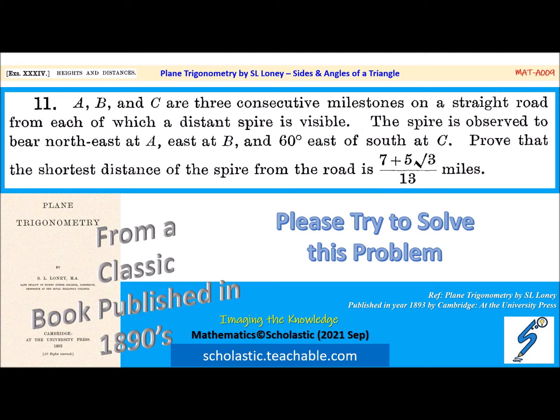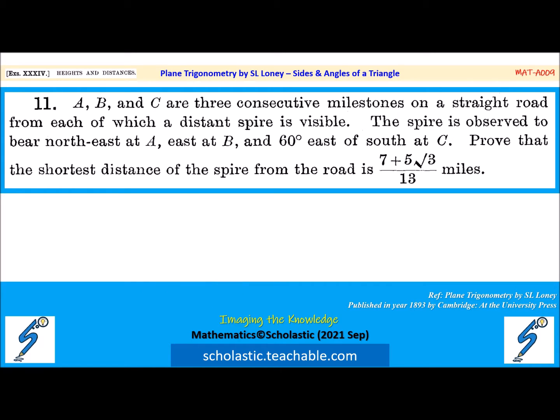Here we are going to look at a classic book published in the 1890s, specifically 1893 by Cambridge University Press, written by S.L. Loney. We are going to take question number 11 from exercise 34, heights and distances. Okay, let's look at the question.